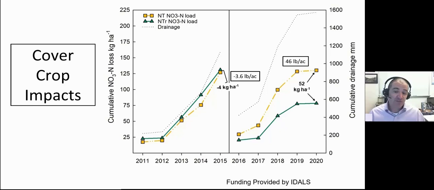If we monitor that first 5-year period, we saw no difference in nitrate loss, essentially no reduction with the winter cereal rye cover crop. If we just stopped there, we would say, oh my gosh, cover crops don't help us. But then we monitored the next 5-year period, and we saw a 46 pound per acre cumulative reduction with the winter cereal rye cover crop. So again, it highlights the importance of long-term monitoring of these systems to document how well they perform in reducing nitrate loss from our corn soybean cropping system.